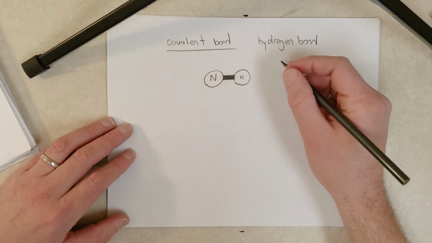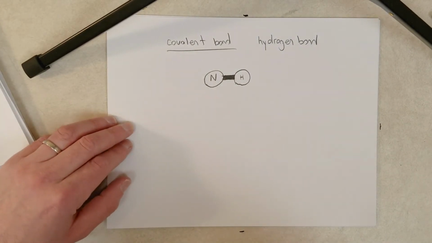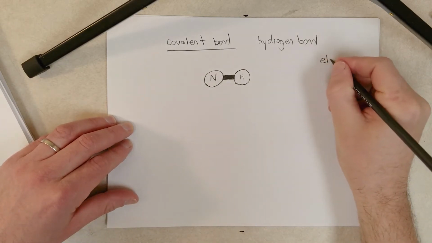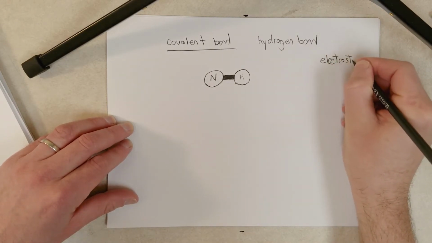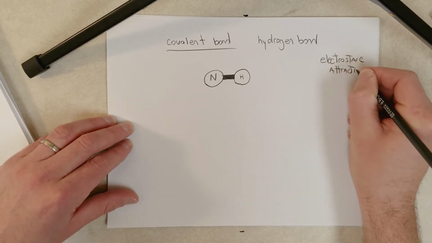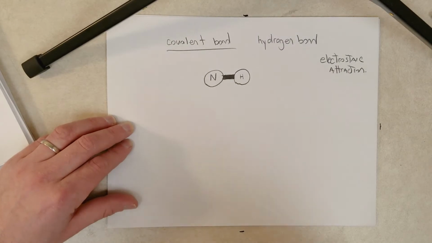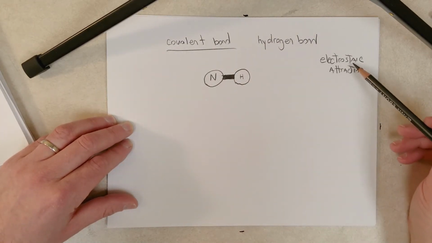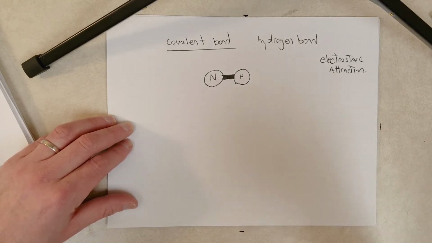Now, a hydrogen bond we can define as a weak bond between two molecules resulting from an electrostatic attraction between a positively charged atom and a negatively charged atom. So electrostatic attraction, what does that mean? It essentially means that one atom is positively charged and the other one is negatively charged.